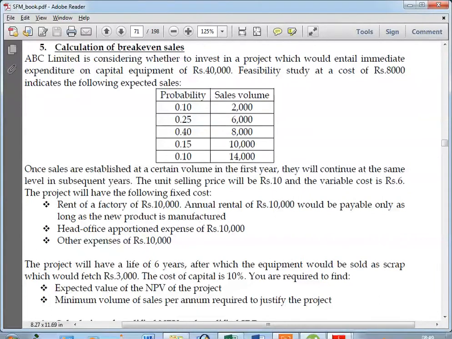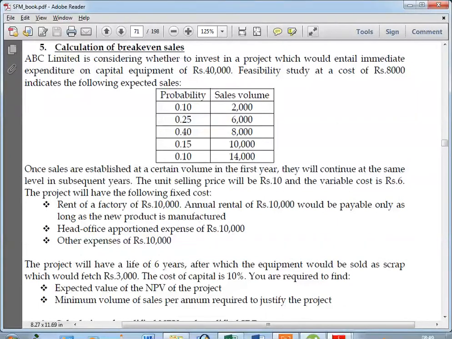If you don't do the project also, you have spent 8,000. So feasibility study is an irrelevant cost. It is an irrelevant cost because, though it is linked to the decision I am making now, from a relevance point of view, it is of no use.